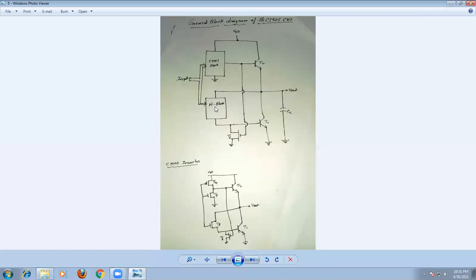Similarly, in the N block, the top of the N block will be connected to the output terminal, the common output of these two transistors, and the bottom of the N block will be connected to the base of the transistor T1. So this is the main important circuit. The same input will be given to the CMOS and N block, and these two points will be short circuited.